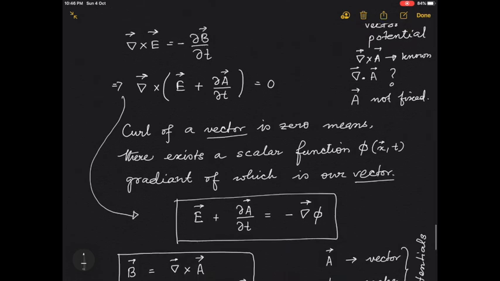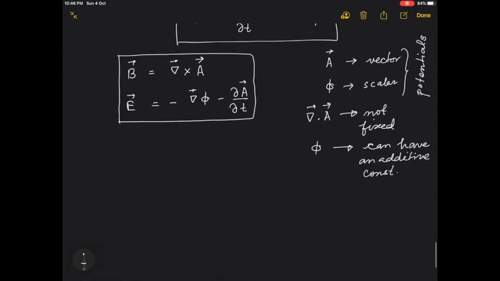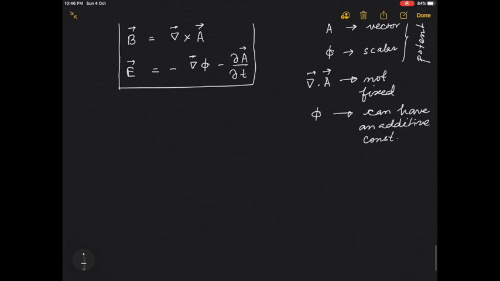Let us try to see what happens if I use the inhomogeneous equations. These two, the homogeneous equations, has allowed us to define what is A and what is phi, and how do we get E and B from them. The inhomogeneous equation should tell us how we get A and phi in terms of J and rho, the sources, and obviously the boundary conditions.